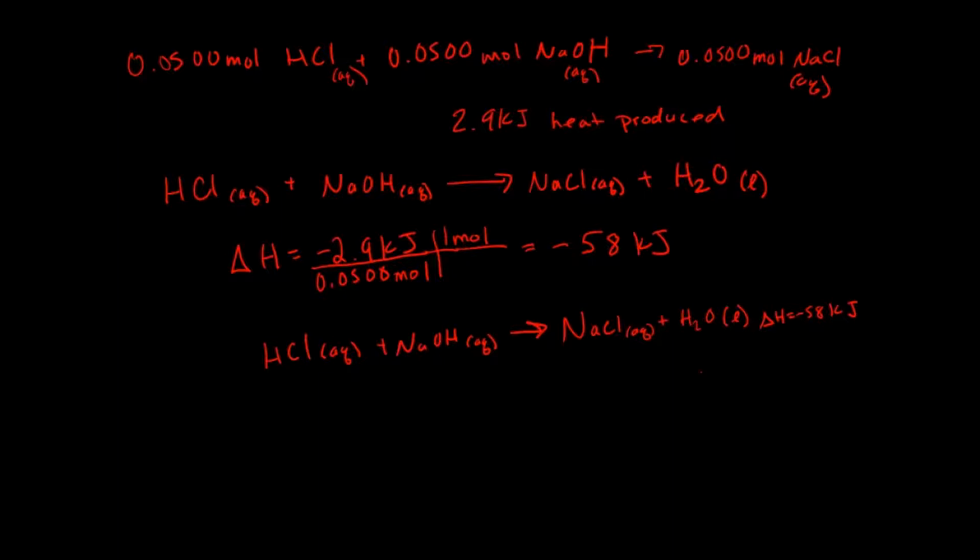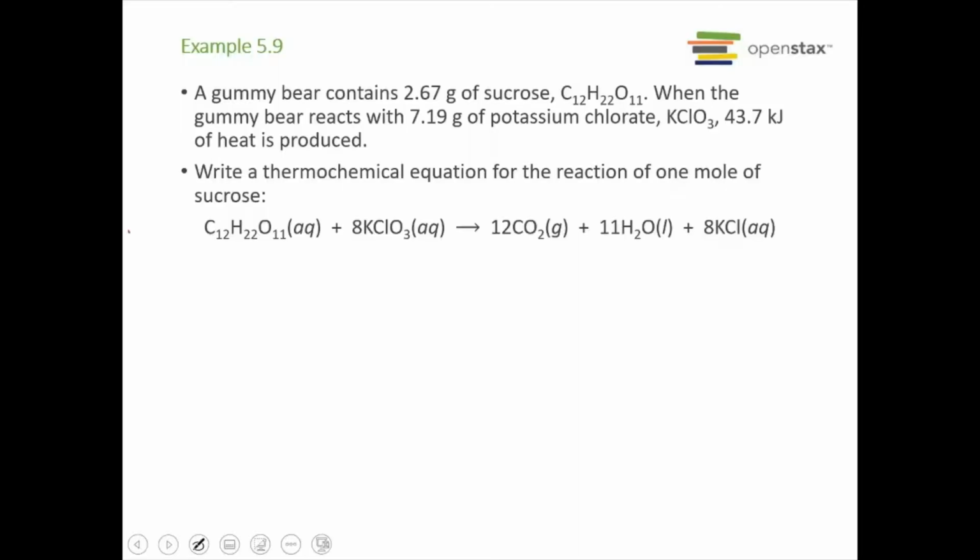You do have to take into account the stoichiometry. This is all 1-to-1, so that's where that 1 mole comes from. This is 1 mole of HCl. But if you had a 2 for a coefficient in front of whatever it is you're calculating, then you're going to also have to incorporate that into your equation. All right, let's look at this example.